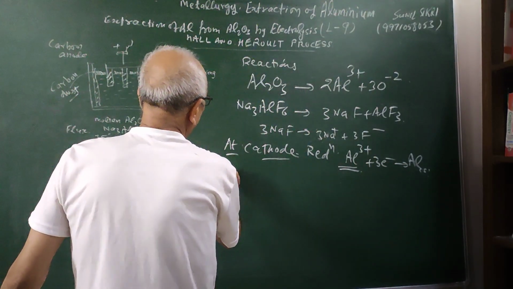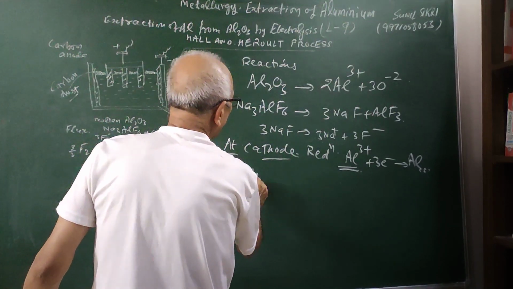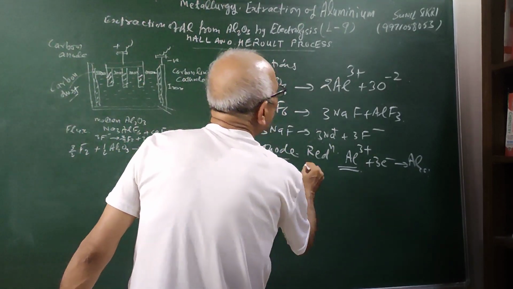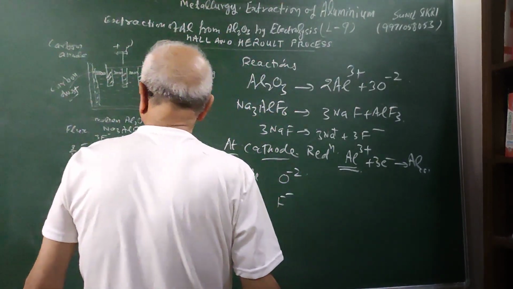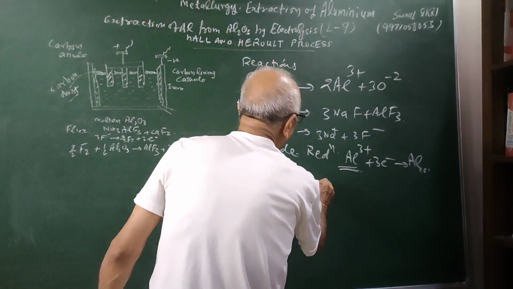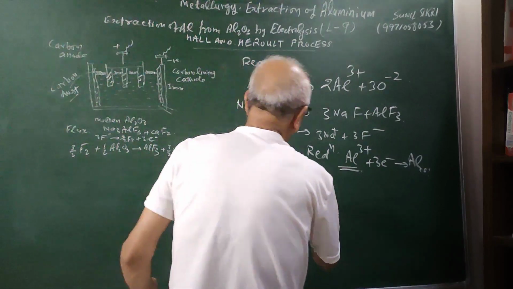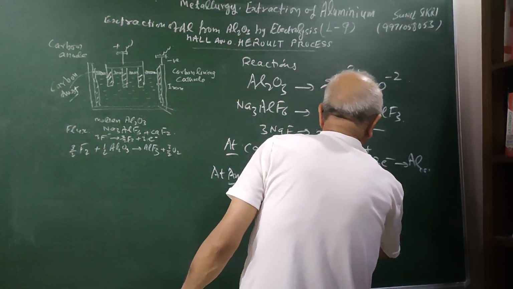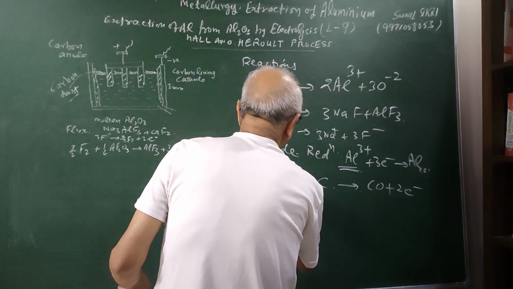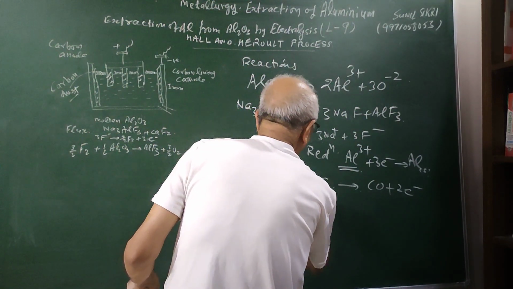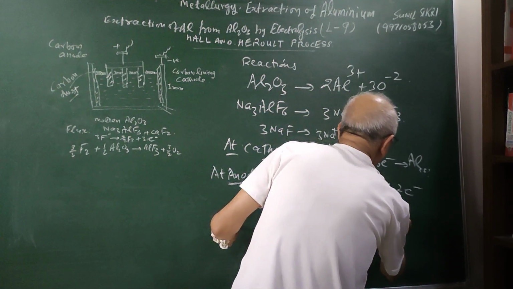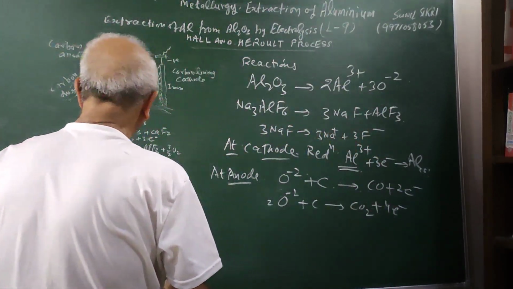This takes place. And at the anode, students, what are the possibilities? You are having O2- and you are also having F-. If I have O2-, it will go to the anode and react with carbon. Let us see what happens if it reacts with carbon. You get CO plus 2 electrons, and if you have O2- of this, then you can get CO2 plus 4 electrons. So these are the processes happening at the anode.